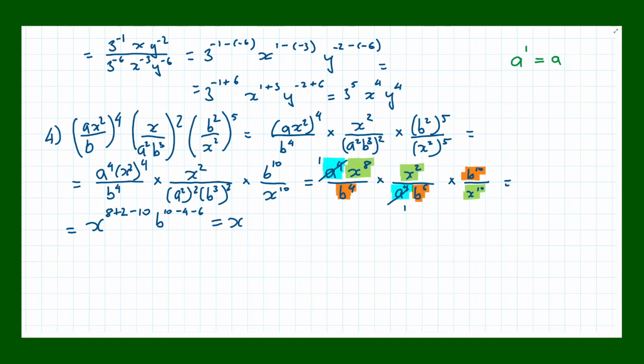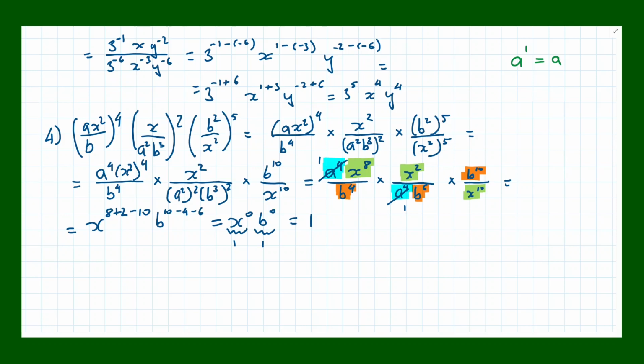So altogether, count what's the power of x. 8 plus 2 makes 10, minus 10 will be 0. What's happening with b? 10 minus 4 is 6, 6 minus 6 is 0 again. So what do I know about anything to the 0 power? That is always equal to 1. So what I end up with as a solution is a big fat 1. Would you have believed that this jumble of brackets, fractions and powers is just 1 in disguise?